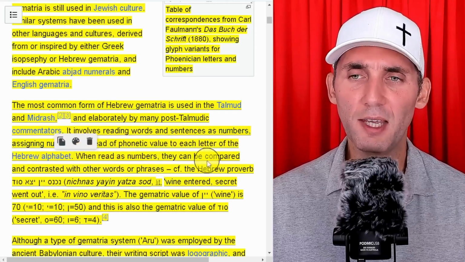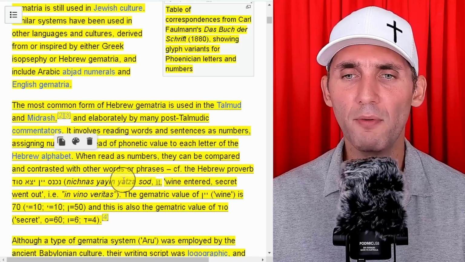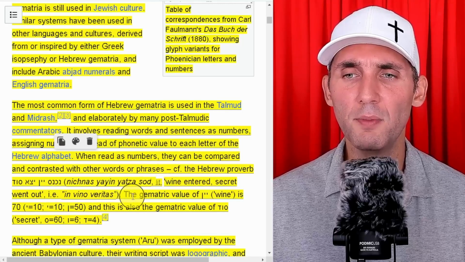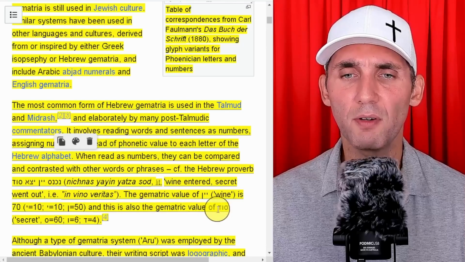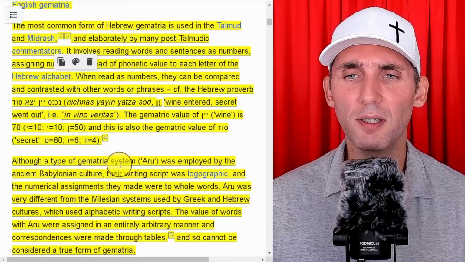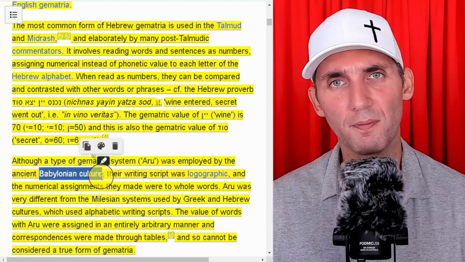When read as numbers, they can be compared and contrasted with other words or phrases. The Hebrew proverb, wine entered, secret went out. The gematria value of wine is 70, and this is also the gematria value of secret. Oh, there you go.